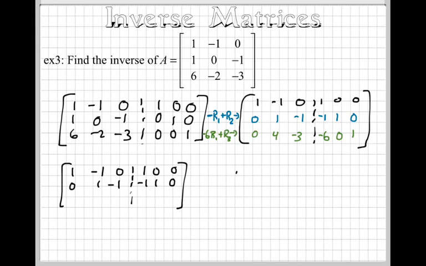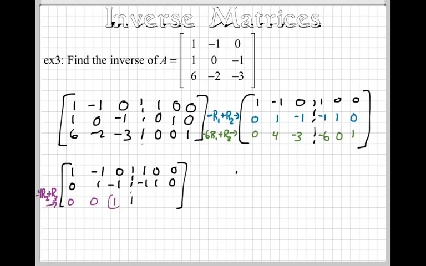So we have negative 4 times row 2, and we're adding that to row 3, and that'll be our new row 3. So this will be 0, this will be 0. Negative 1 times negative 4 is positive 4, added to that is 1.